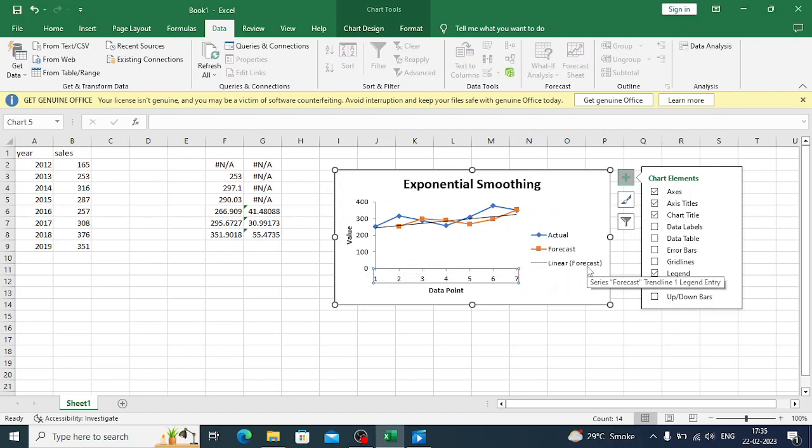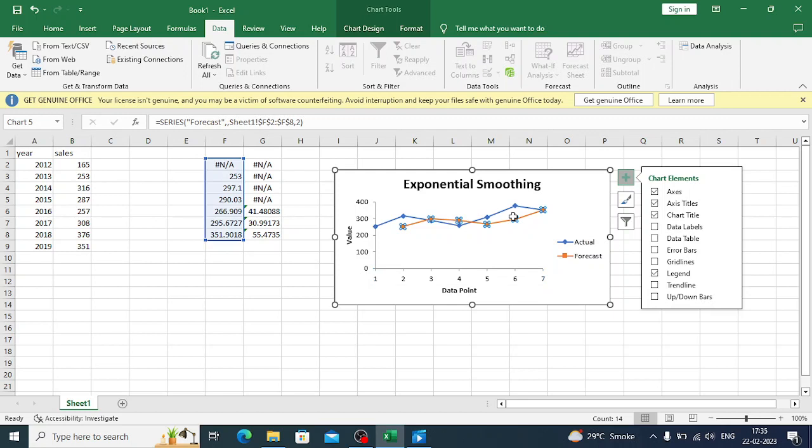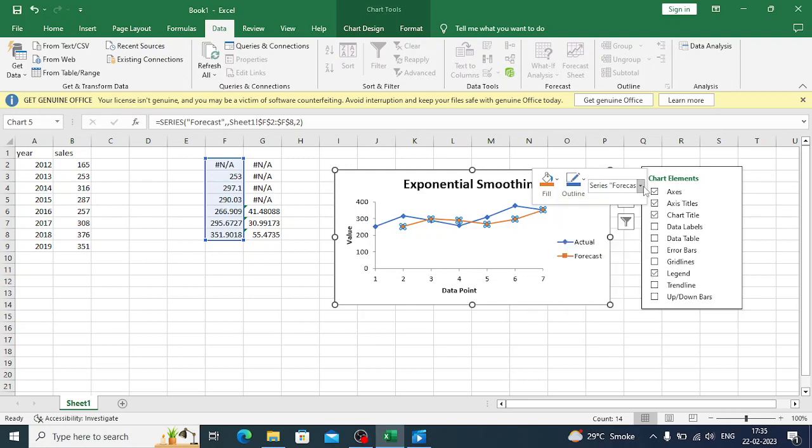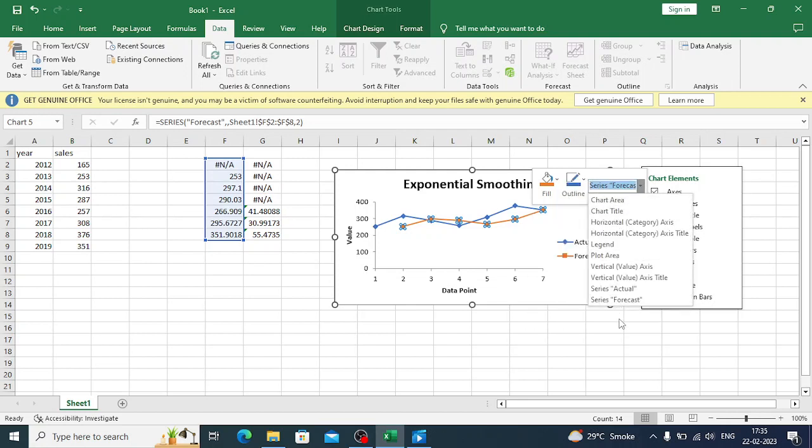Okay, this is the linear forecast. You can change it or you can just cancel it also. Just go for this trend line. These are the values, and right click. These are the forecast ones. Time series forecast. Time series actual one.